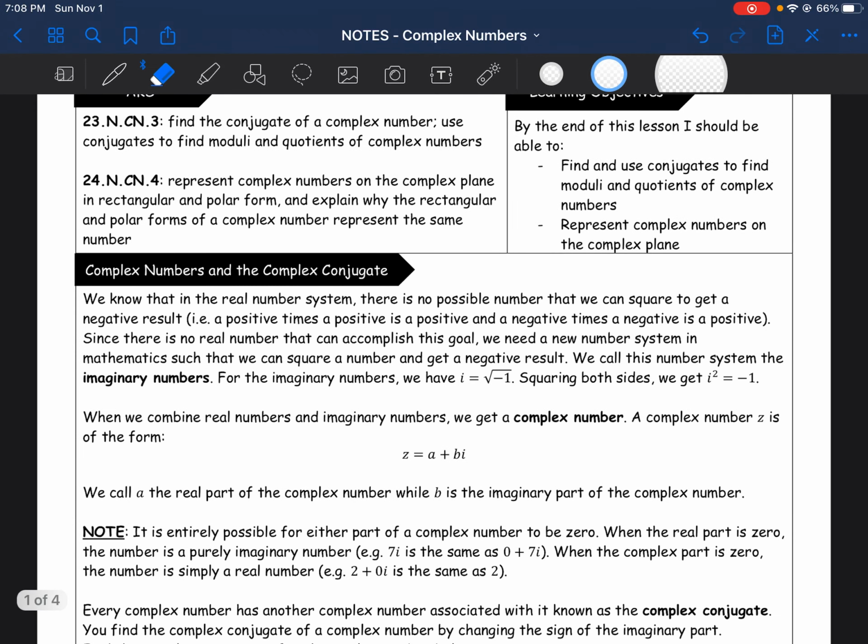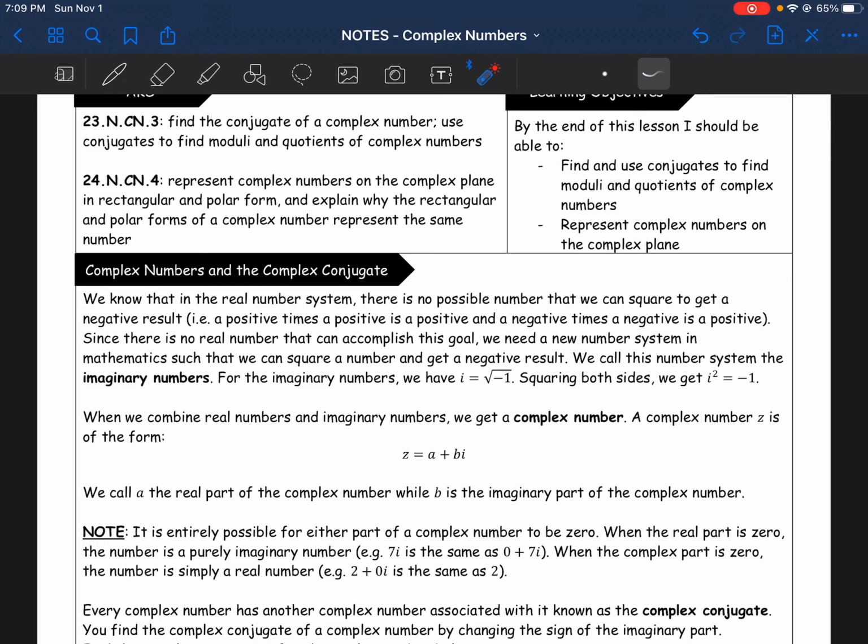So we know that in the real number system, there is no possible number that we can square to get a negative number. We know that a positive number times a positive is positive, and a negative number times a negative number is also positive. So there is no real number that can accomplish this goal, so we need a new number system in mathematics so that we can square a number and get a negative result. We call this number system the imaginary numbers. For the imaginary numbers, we have i is equal to the square root of -1. Notice that if I square both sides here, we get that i squared is equal to -1.